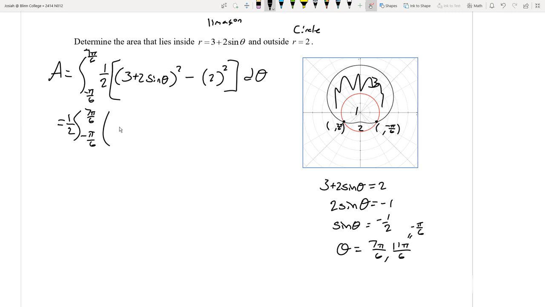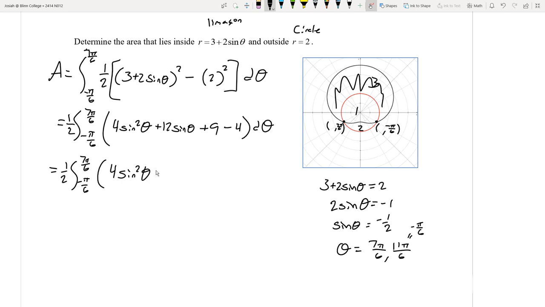And then we've got, let's see, 4 sine squared of theta. 3 times 2 is 6 sine of theta, and then multiplied by 2, we get 12 sine of theta, plus 9 minus 4. And so we combine like terms, just get those constants together. We've got 4 sine squared of theta plus 12 sine of theta plus 5 inside our integral there.